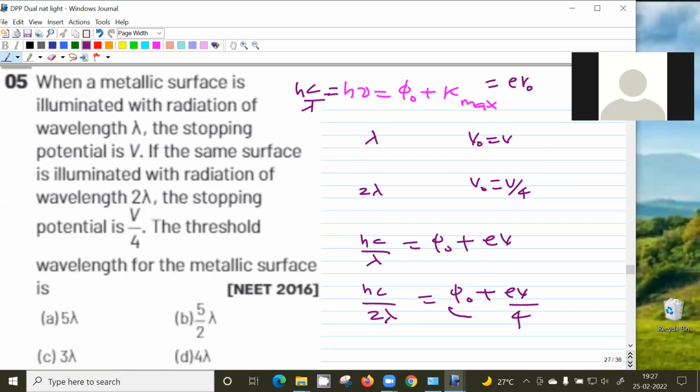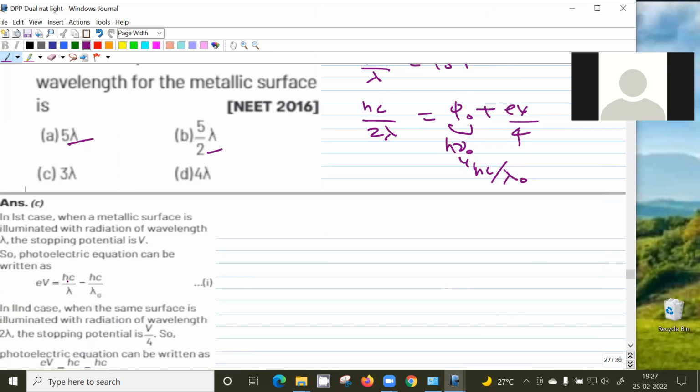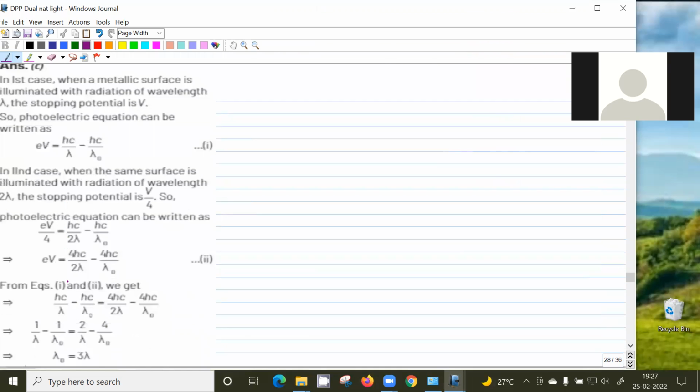So this is equal to h nu naught, and this is equal to hc by lambda threshold. So basically, I have to find phi naught in terms of lambda, because answer is in terms of lambda. So I have to eliminate h. Okay, so from this three, two, lambda, sir. Yes, you got it right. Yes, sir.